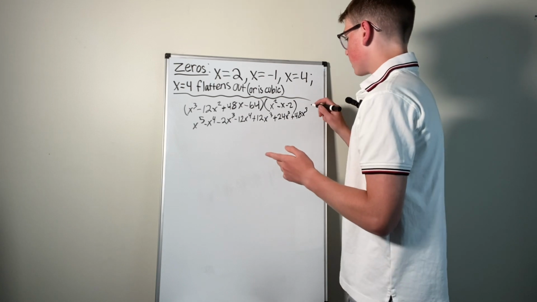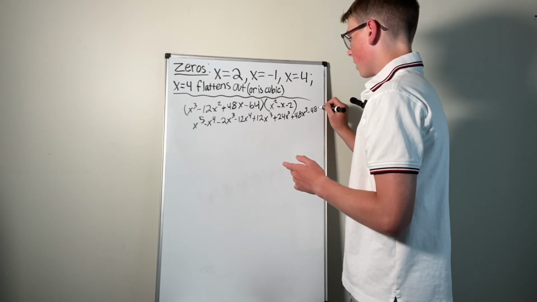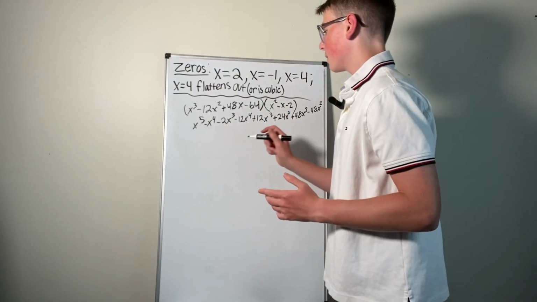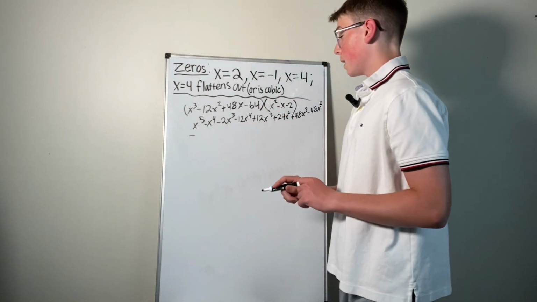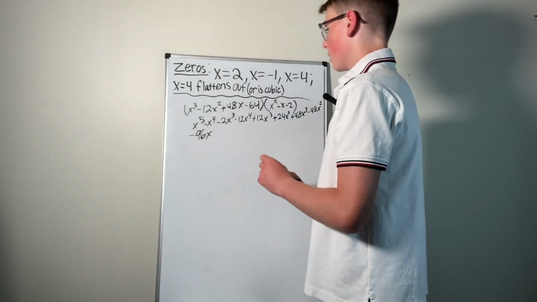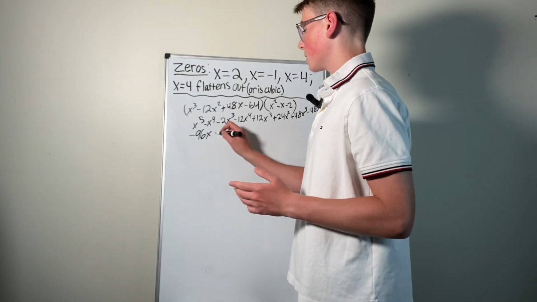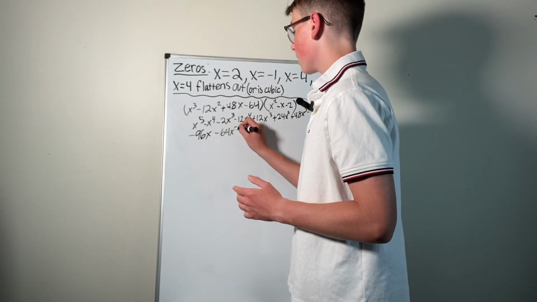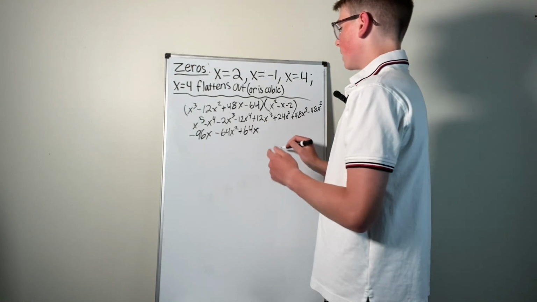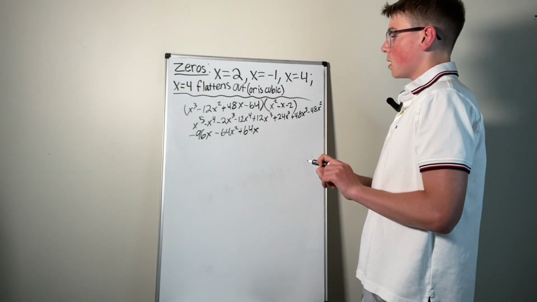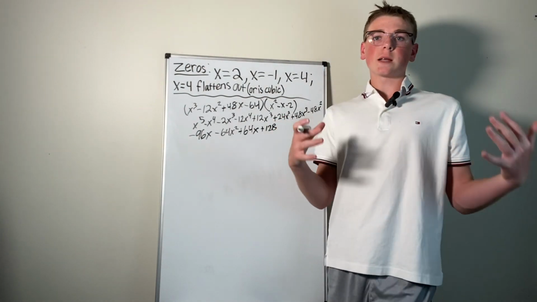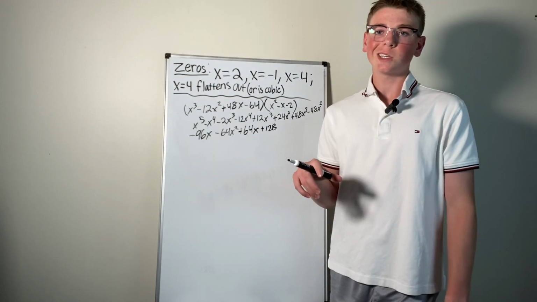48x times -x is -48x squared. 48x times -2 is -96x. -64 times x squared is -64x squared. -64 times -x is positive 64x. And -64 times -2 is 128. That was a lot. Now what do we do? Well, we just simplify.